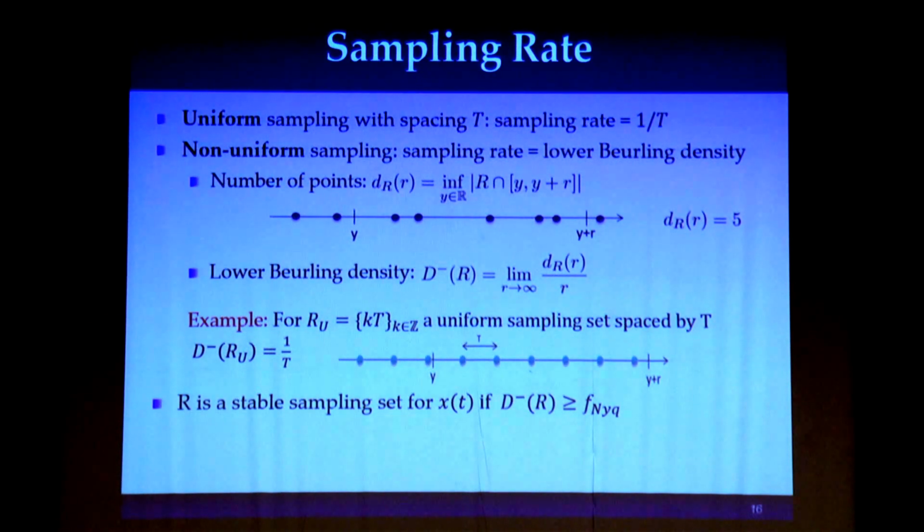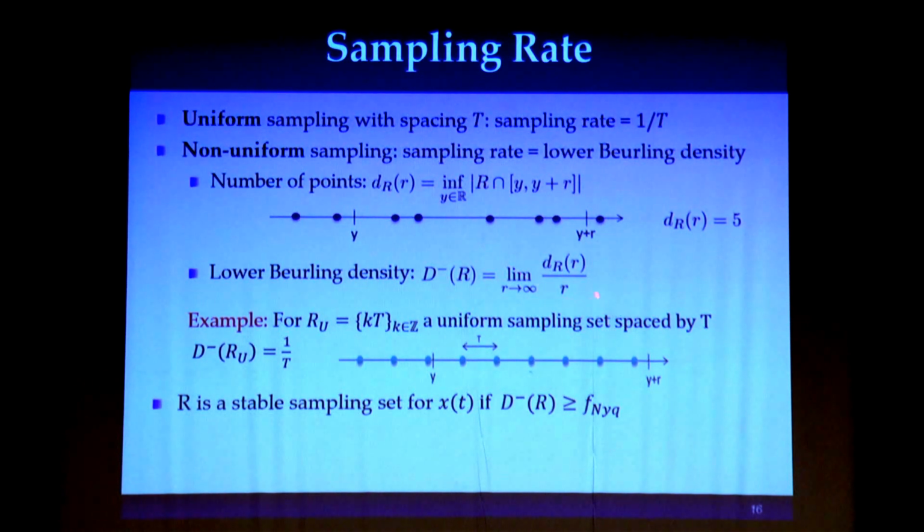So what we need to define first is what is sampling rate. If I sample uniformly, this is easy. The sampling rate is basically 1 over the spacing between my samples. So if I have a spacing of T between my samples, the sampling rate is 1 over T. If I sample non-uniformly, and this is what we're going to do, there is no such thing as spacing between samples. So what we're defining here is the lower Beurling density, which is something like an average sampling rate.